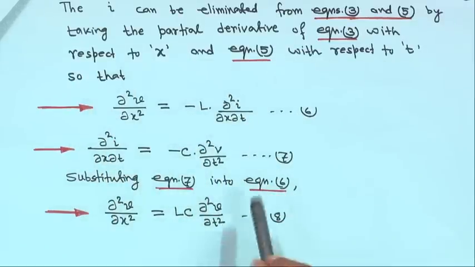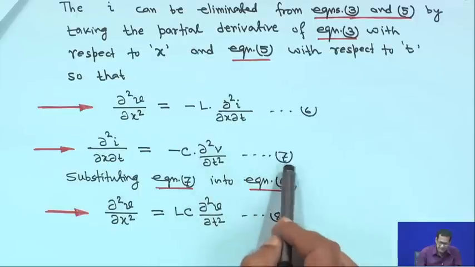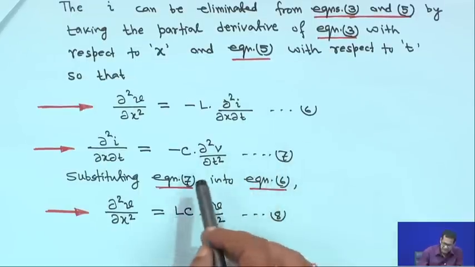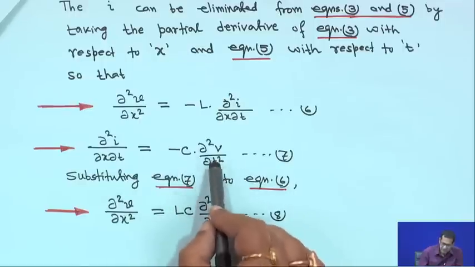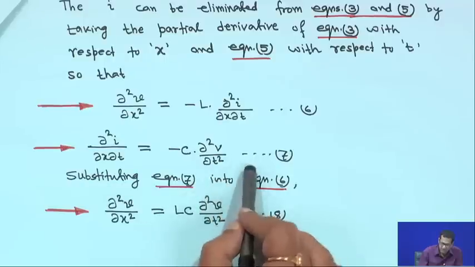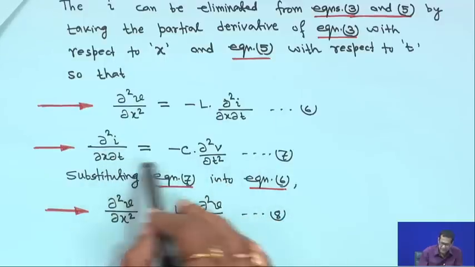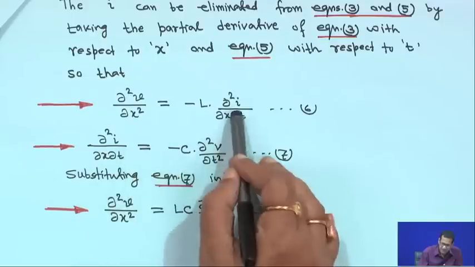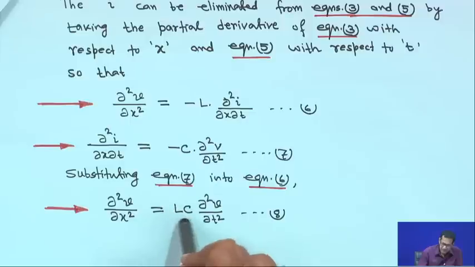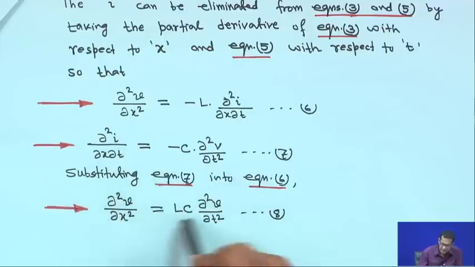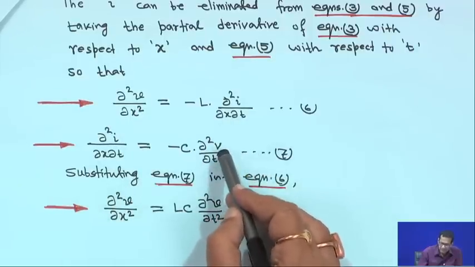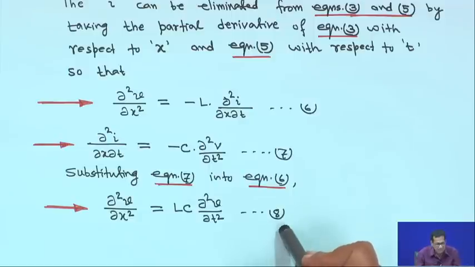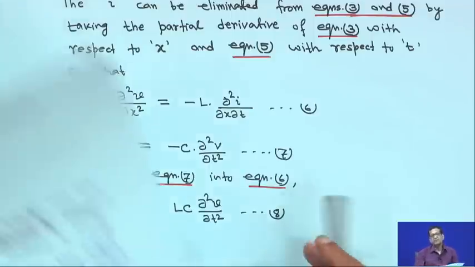After getting these two equations, you substitute equation 7 into equation 6. That is, ∂²i/∂x∂t is equal to minus c ∂²v/∂t², substituted here. So, minus minus plus, it will be ∂²v/∂x² is equal to L c ∂²v/∂t². This is equation 8. Okay, we will come back again.